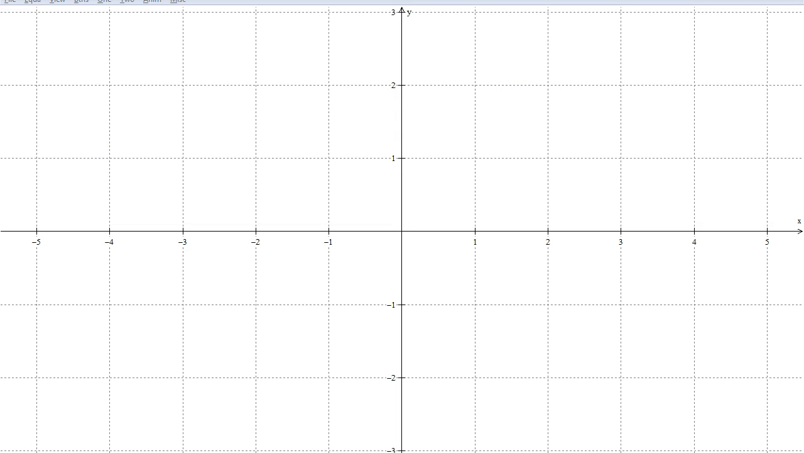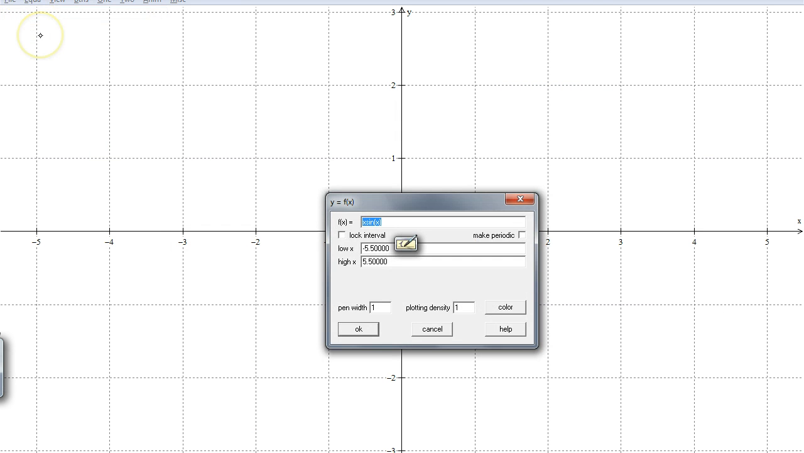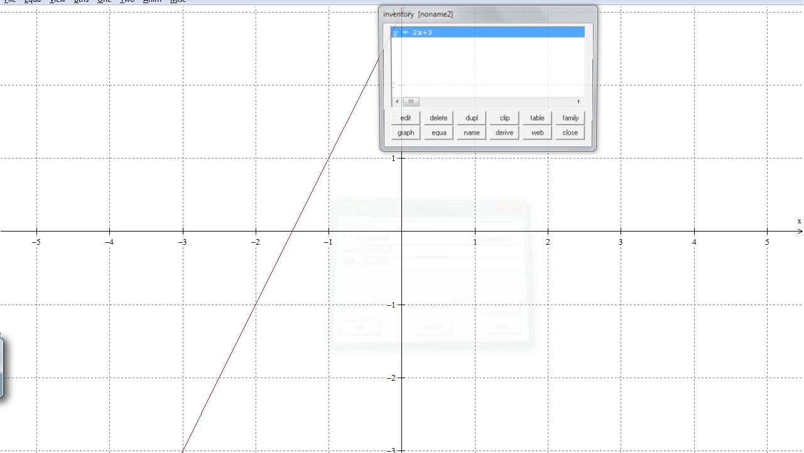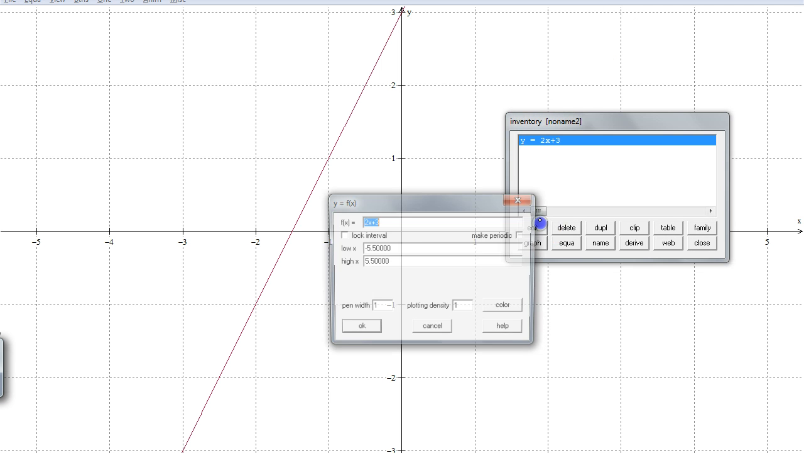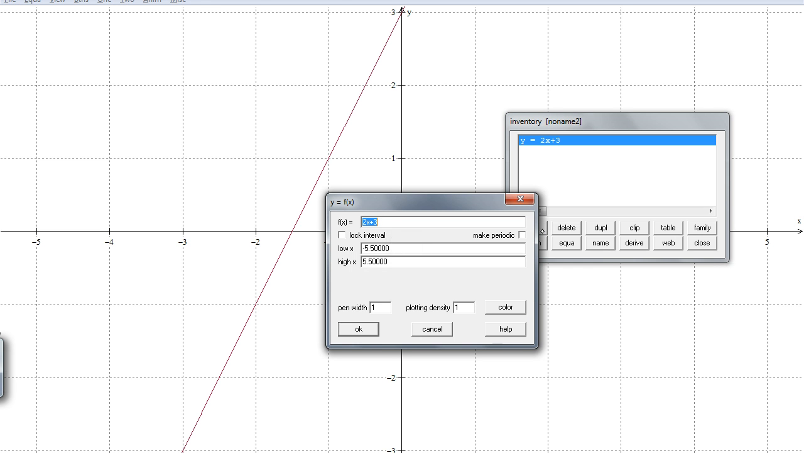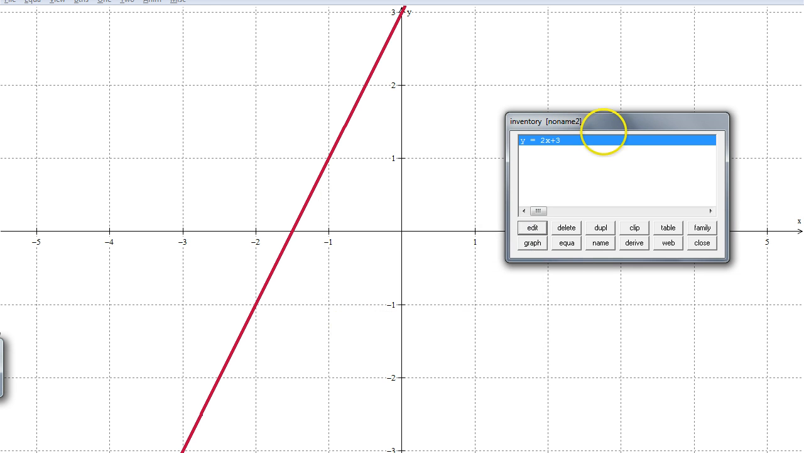So here's the program. Let me put in an equation. Let's put y is equal to 2x plus 3. Let me make the line a little bit thicker. Here we go. All right, I have an equation that says y is equal to 2x plus 3, right?